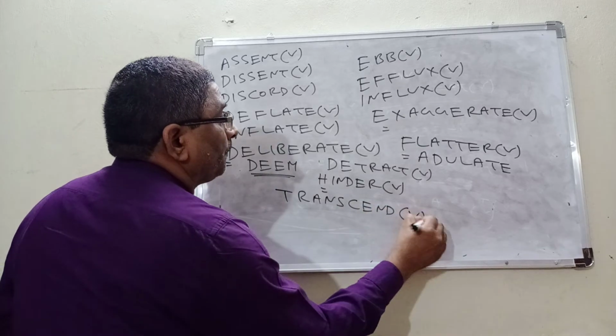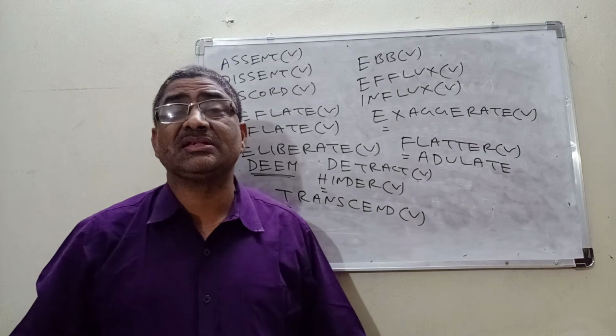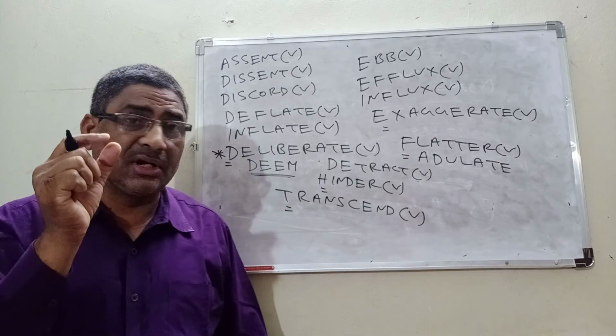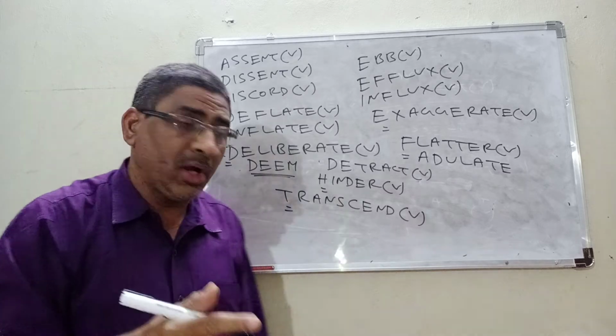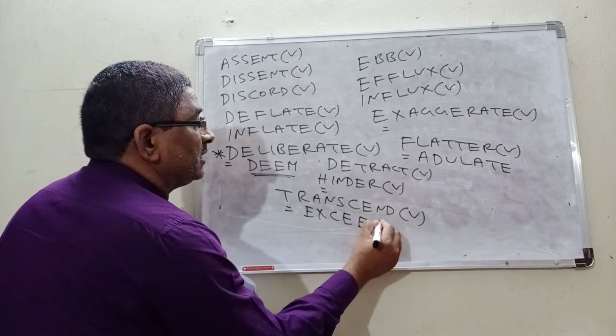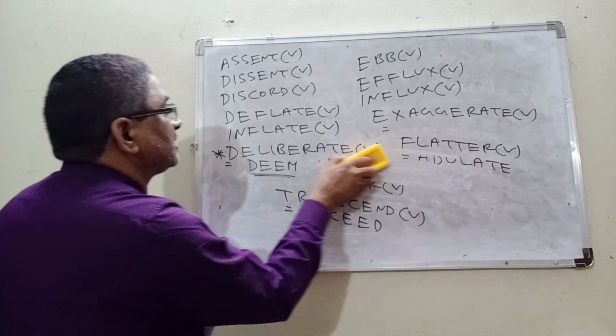Transcend. Right? Transcend meaning is be more than. There is a word called transcendental, beyond the human power. So transcend is a verb form. Transcend meaning is be more than. I can use a simple word called exceed. E-X-C-E-E-D, exceed. Exceed meaning is be more than. That's called transcend.